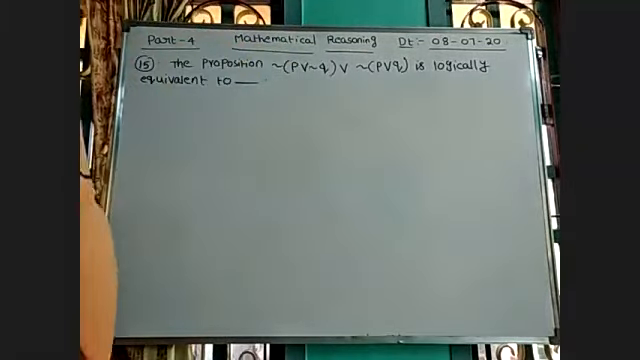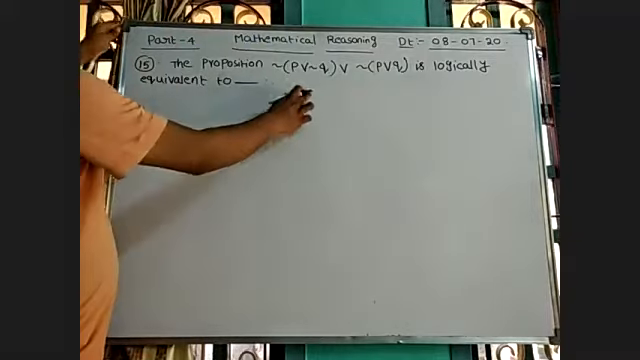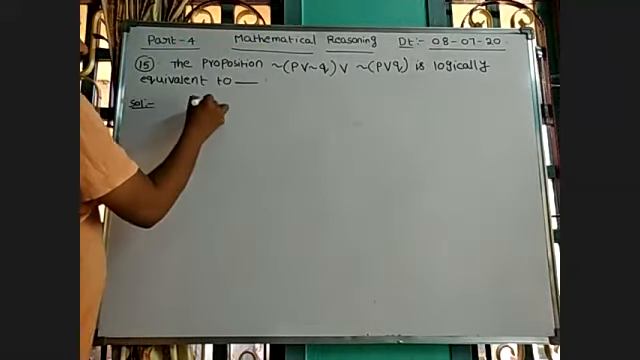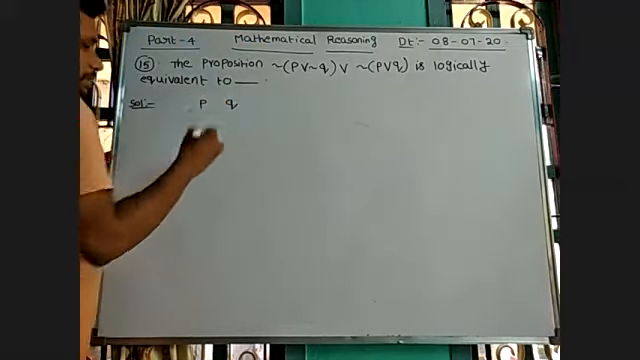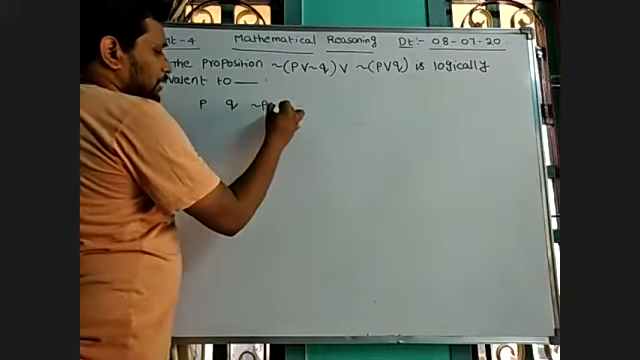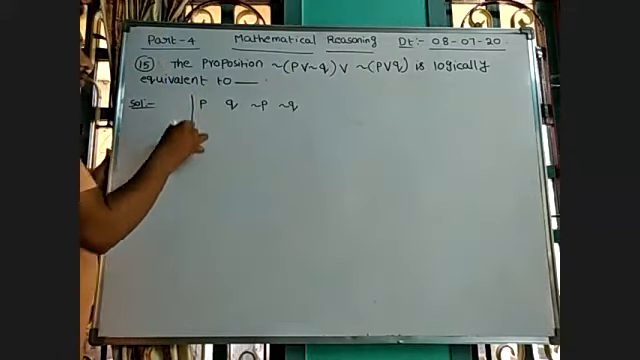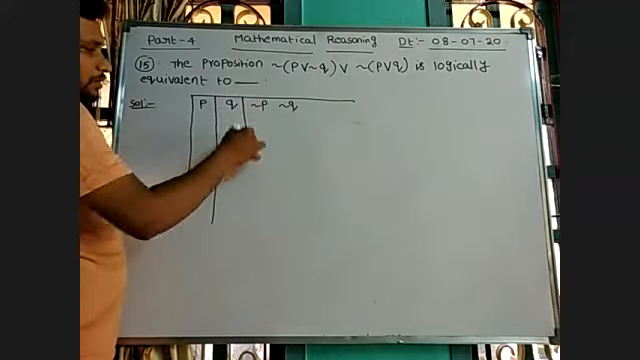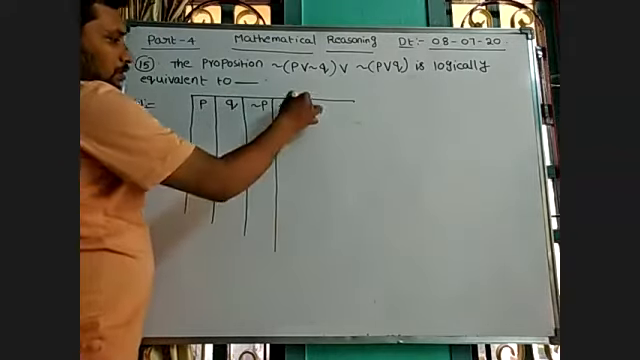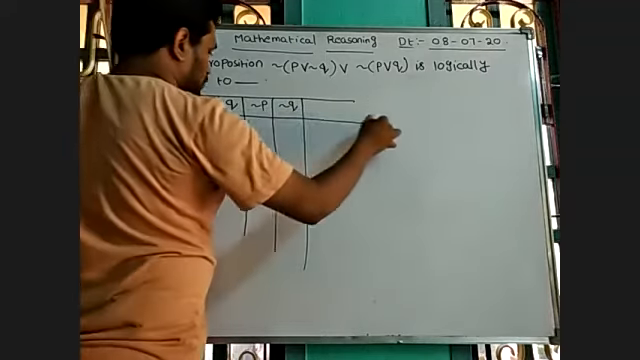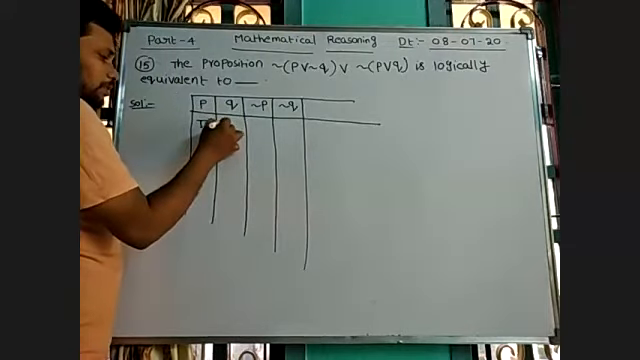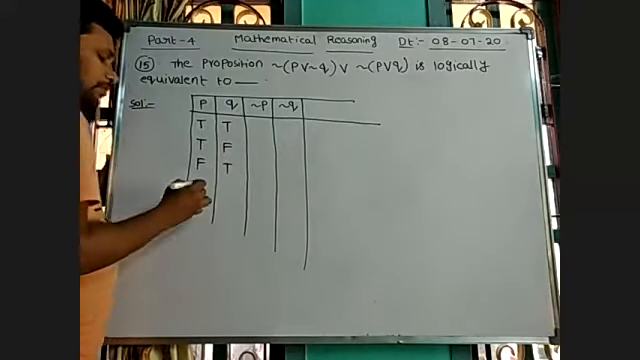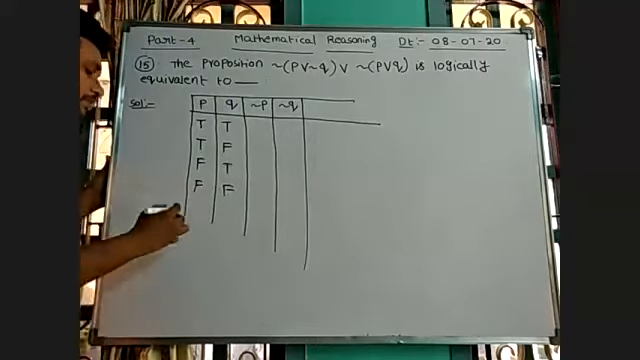First, logically equal means this. Before solving this, what we need are P and Q, negation of P, negation of Q. P: true, true, false, false. Q: true, false, true, false.